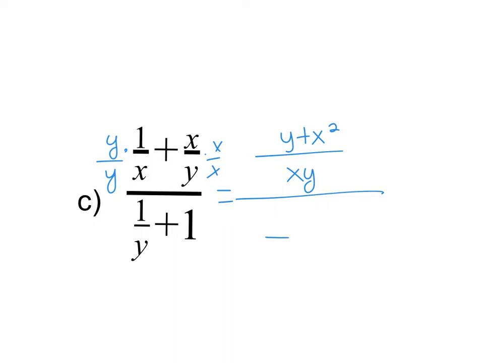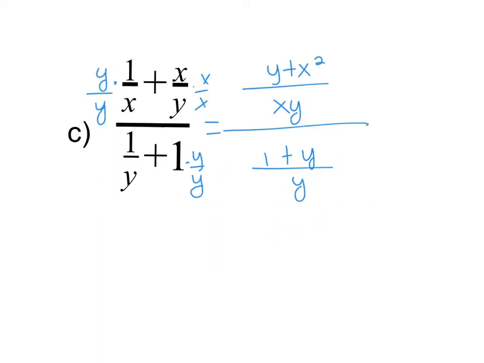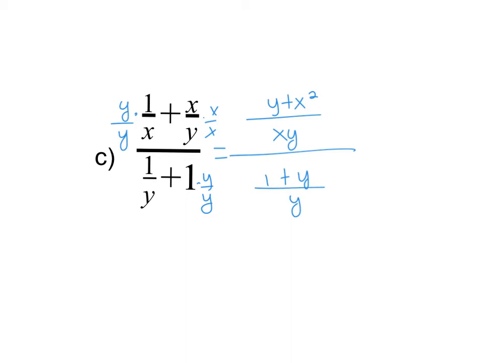And on the bottom, what's the common denominator going to be? Well, it's going to be y. So I'm going to have to multiply this by y over y. So I have that first one plus 1 times y gives me y. All right, now we're ready to multiply by the reciprocal.